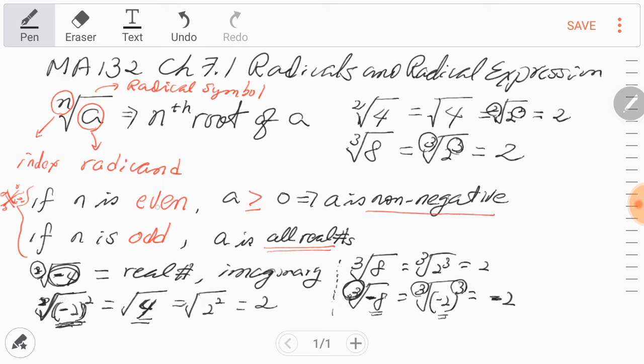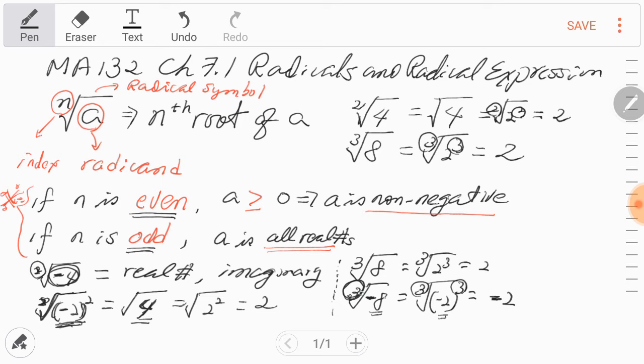Okay, so always be careful. Always check the index. If the index is even, what's the condition for the radicand? The radicand has to be positive, it cannot be negative. If the index is odd, then you can use a positive or negative radicand. It doesn't matter.